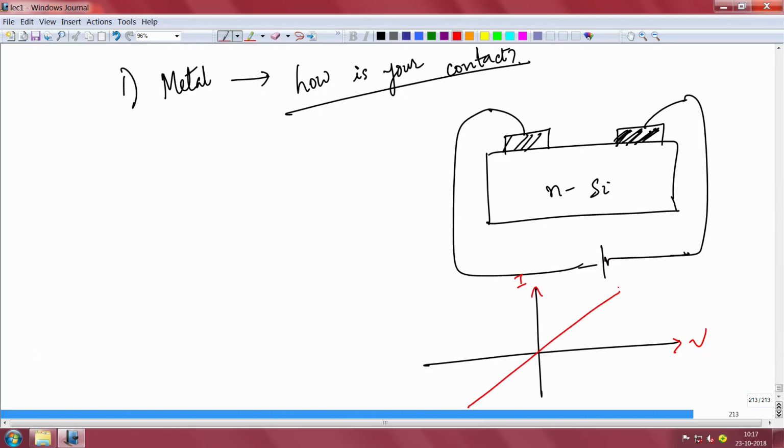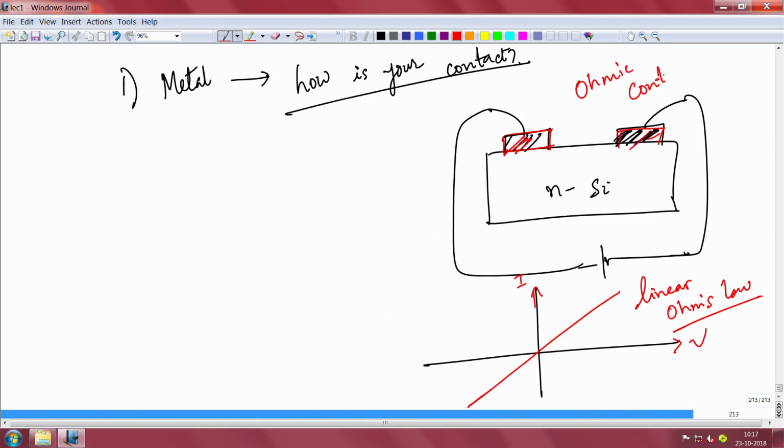I might get a curve like that, which is linear, which follows Ohm's law, right? As the voltage is increasing, the current is increasing linearly. It's a linear contact, it's Ohm's law. And this type of contact that makes sure that you get this kind of linear behavior is called an ohmic contact.